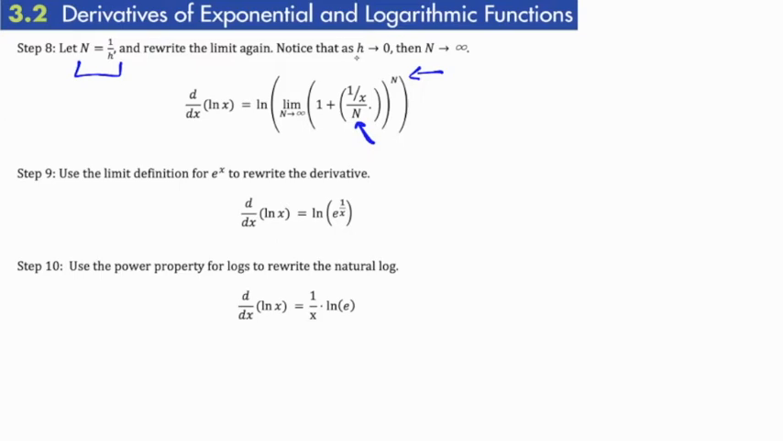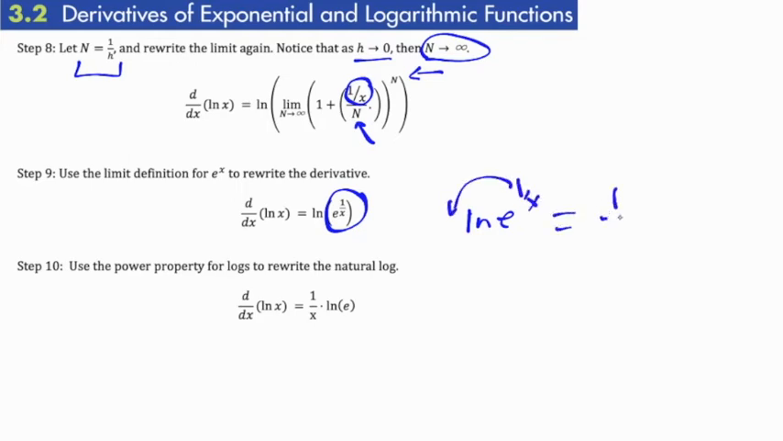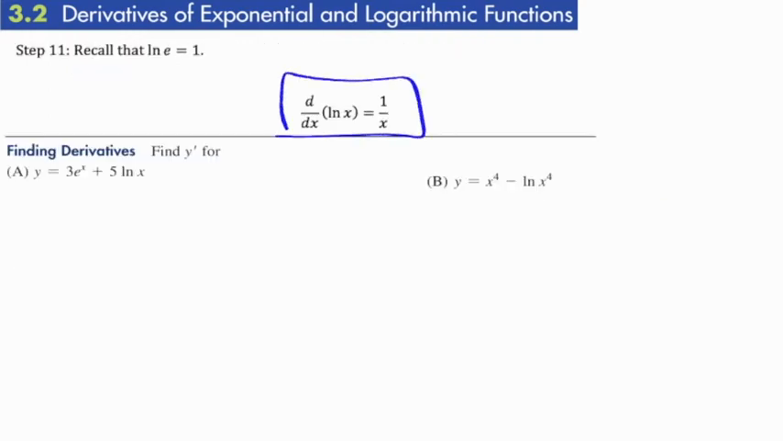And we see that as h goes to 0, n goes to infinity. And this gives us our definition of e, only the x is 1 over x, so it's e to the 1 over x power. And we can say that the log of e to the 1 over x, we can take the power property for logs and write it as 1 over x times ln of e. And we know that ln of e is equal to 1. So the derivative of natural log of x is 1 over x.